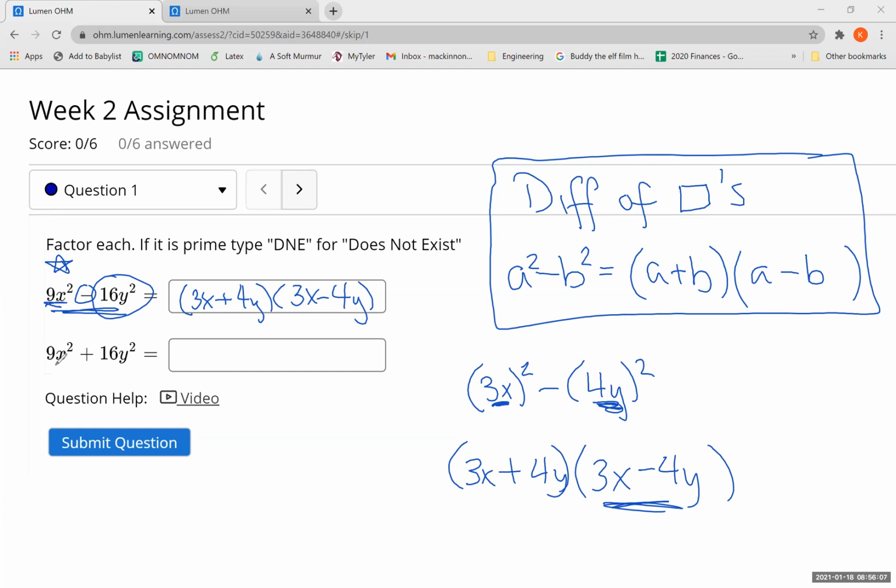Now, here's something I want you to know for number 2. There is not a sum of squares formula. Because if you think about it, what I see some folks do is they'll say, oh, well, a squared plus b squared is equal to a plus b times a plus b, or rather a plus b squared.